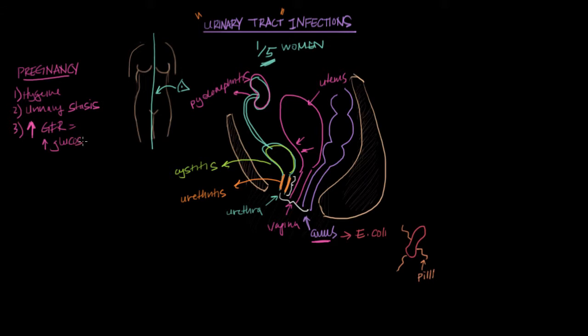And more glucose in the urine means more food for bacteria to grow, right? And finally, pregnancy, especially the very end of pregnancy, is a sort of state of immune suppression, right? And so that predisposes the mom to all sorts of infections including UTIs.